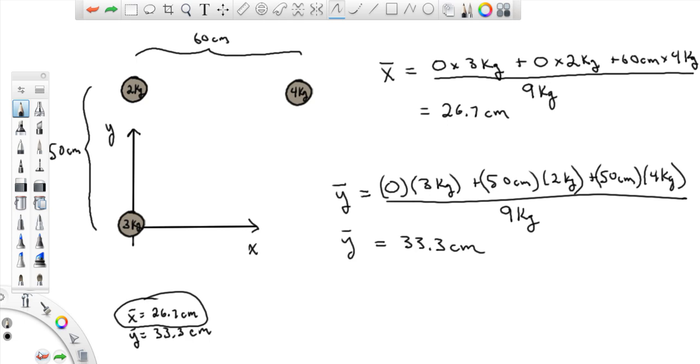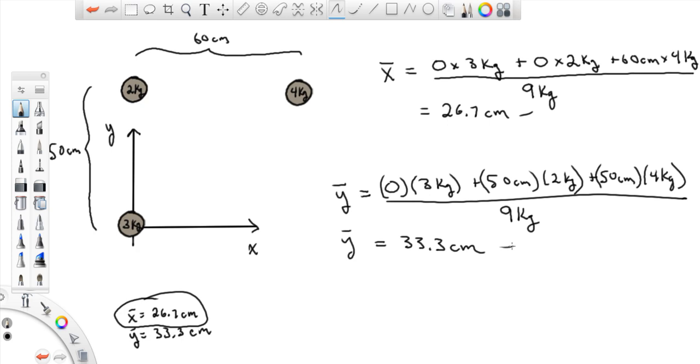And that's pretty well it. That's how you calculate a center of mass. What would we use that for? Probably the primary purpose is that if you put a single gravitational force vector for these 3 masses, this is where it would go. It would go at the coordinates 26.7 centimeters, 33.3 centimeters to represent the entire system.